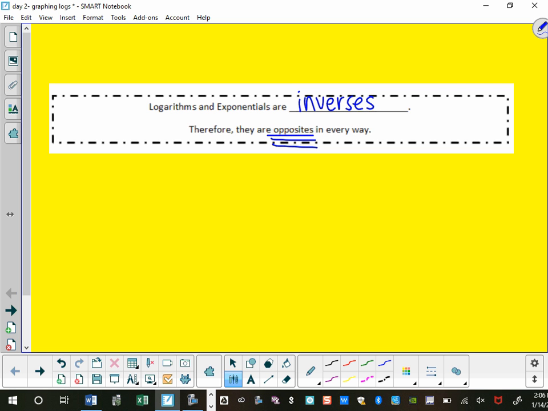So because we're talking about opposites, up in the top corner, I want you guys to write this down. What's the opposite of domain? Range. What's the opposite of x? Y. Alright, so now you can understand the opposite of exponential graphs will be logs. Everything that we kind of just flip-flop.